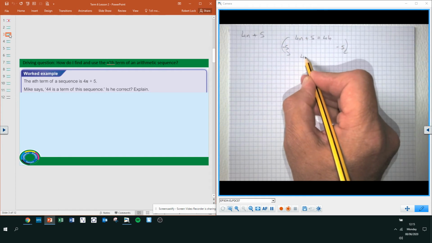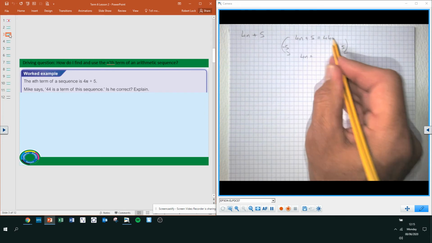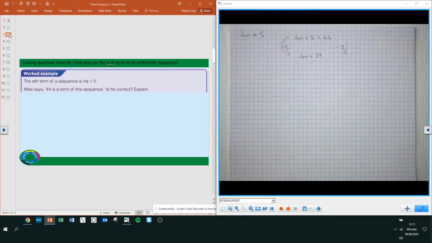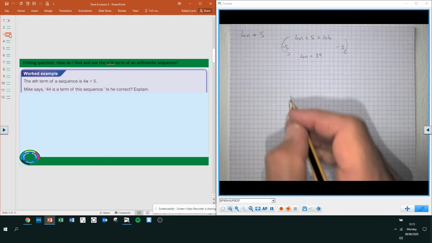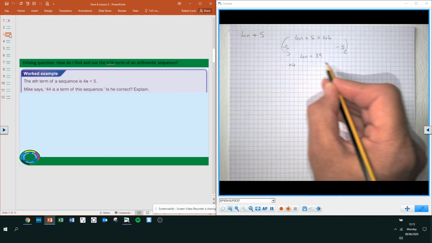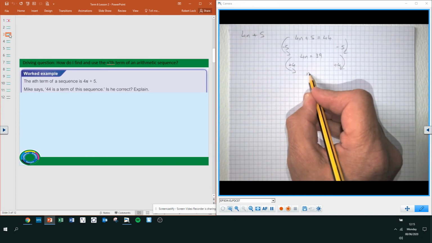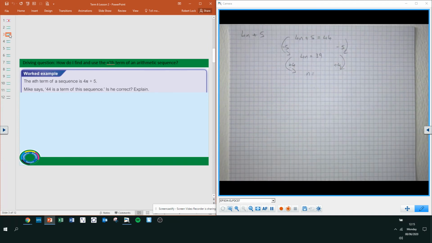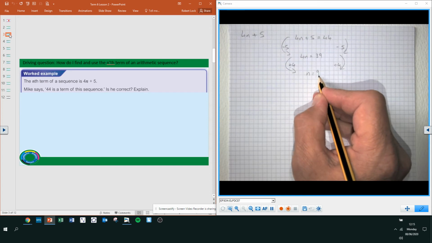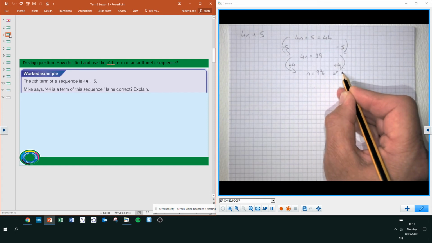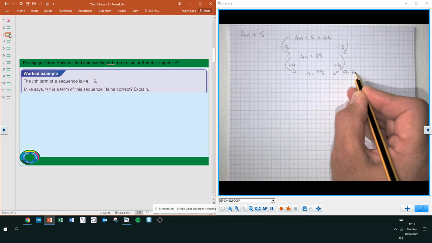So we end up at 4n equals 44 take away 5, which is 39. Divide by 4 both sides, to get rid of the 4 and make n. n equals 39 divided by 4. The 4 goes into 36 nine times. There'll be 3 left over, so 3 over 4, or the answer will be 9.75.